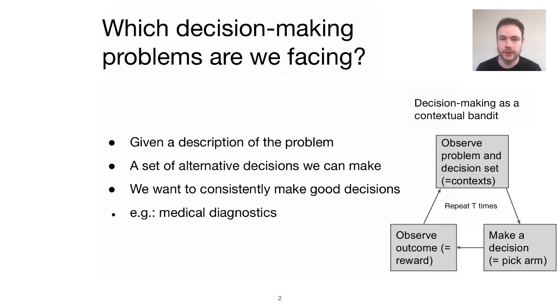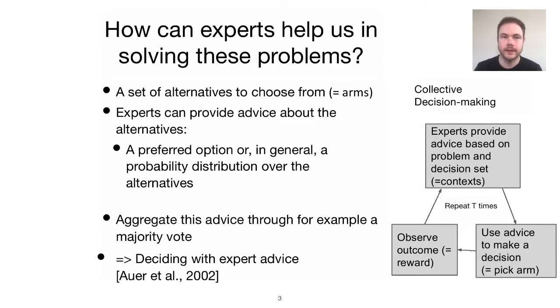This is where the collective part comes into play. So, whether it's medical experts or other types of experts to deal with different problems, we formalize the use of experts as a problem of deciding with expert advice. Concretely, experts are informed about the problem and they are then asked to provide advice in the form of a probability distribution over the arms. And in its simplest form, this is their preferred decision. Given that advice, we can aggregate it to make a decision, for example, through a majority vote.